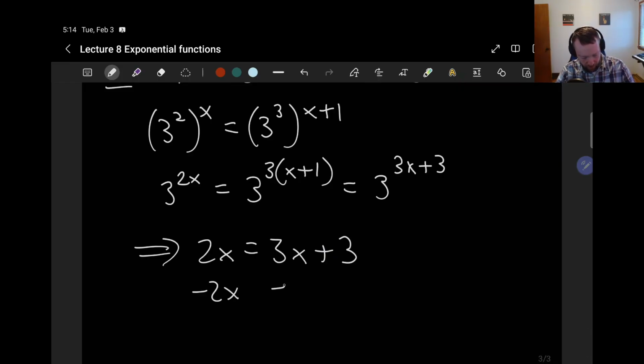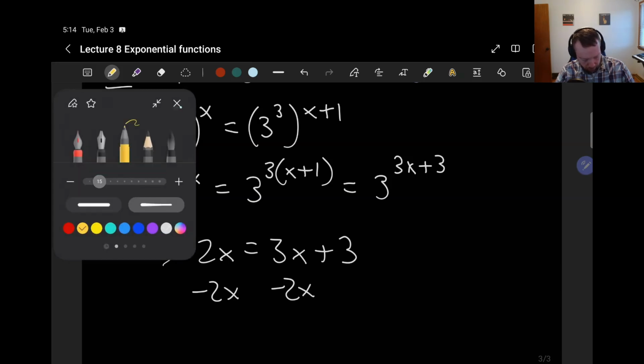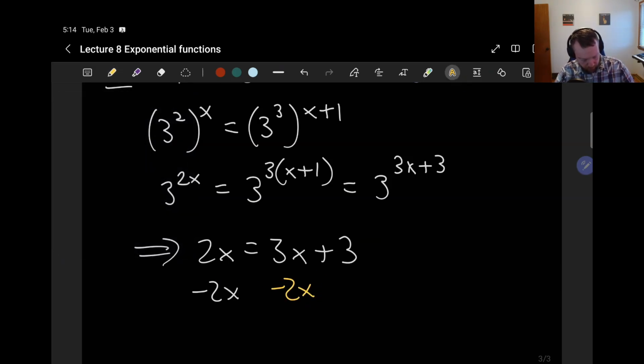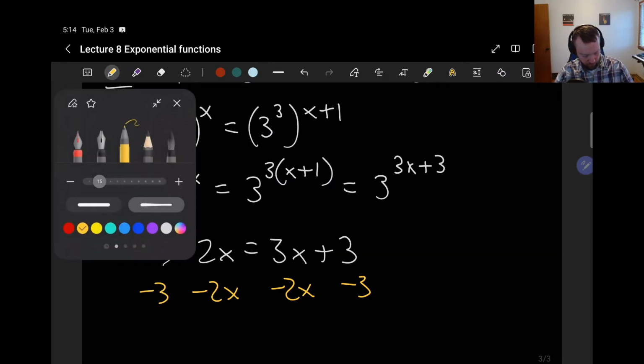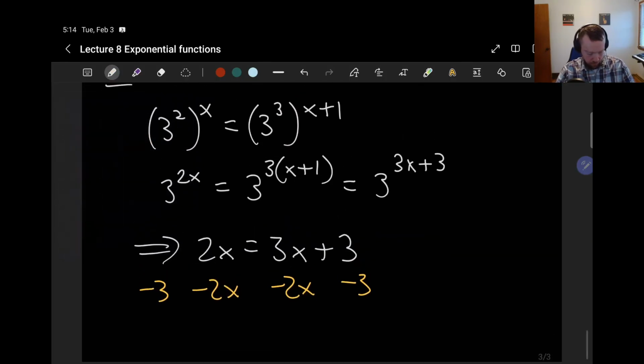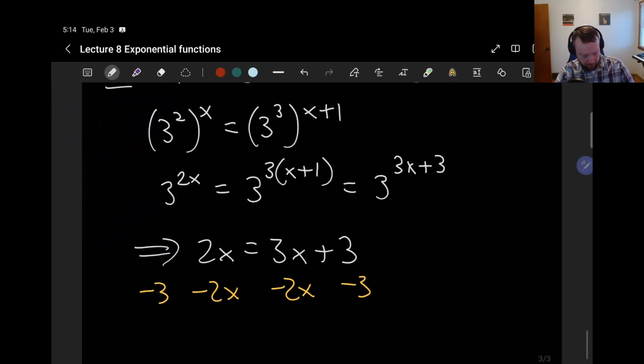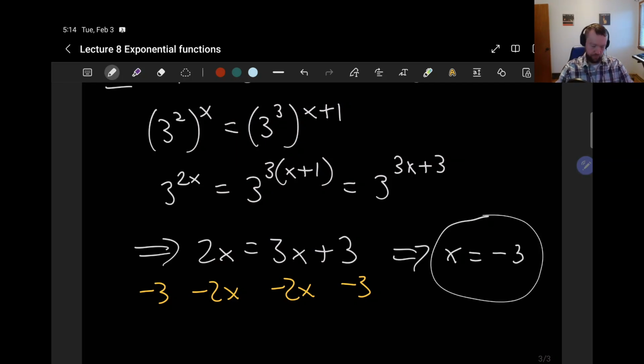I'll subtract 2x from both sides, so we can get x by itself. And while we're at it, let's also subtract 3 from both sides. So this will become an x, and we'll be left with a minus 3 over here. Great.